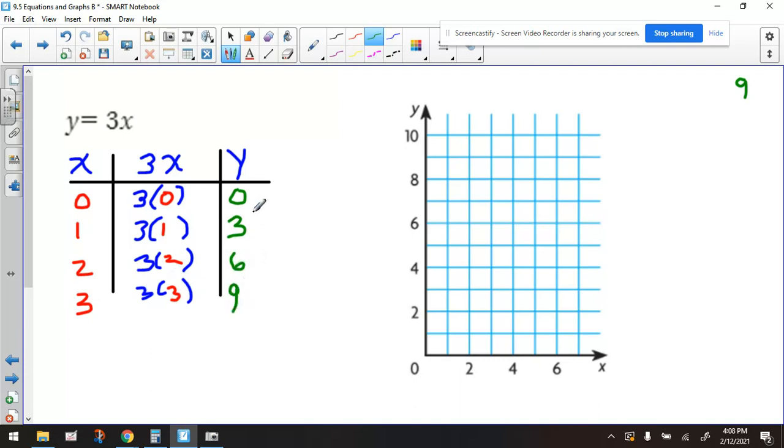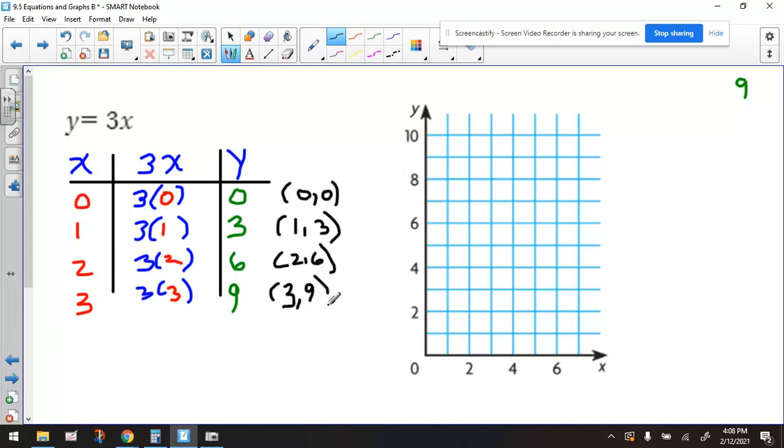All right, so if we think about the ordered pair, we have the x here and the y here. So as an ordered pair, that would be 0, 0. In other words, the origin. This ordered pair would be 1 and 3, 1 comma 3. This ordered pair would be 2, 6. And this would be 3 and 9.